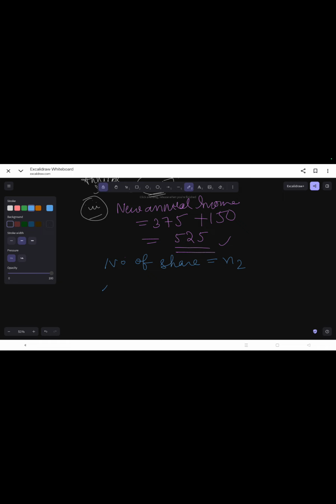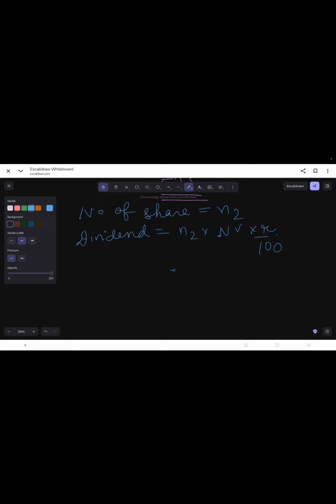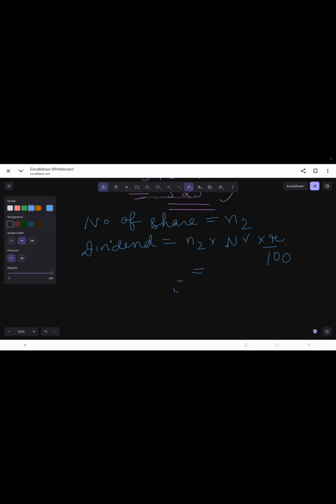So how to find it? Same formula. Dividend equals n2 into MV into R by 100, right? So what is the dividend? Sorry, my pen is not working. Just a minute. What is n2? What is the dividend? Dividend is 525, right? Dividend is 525.